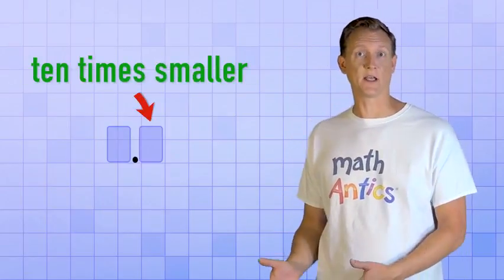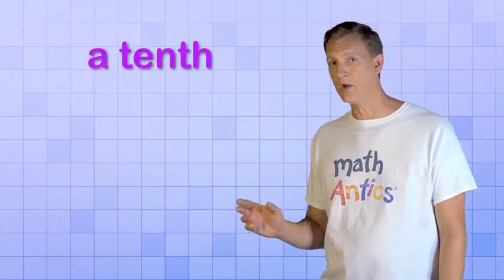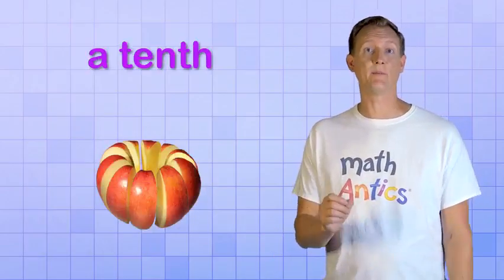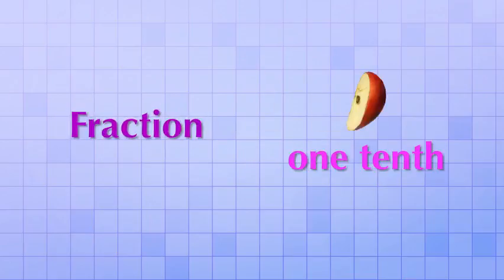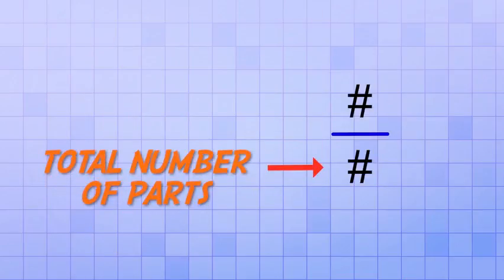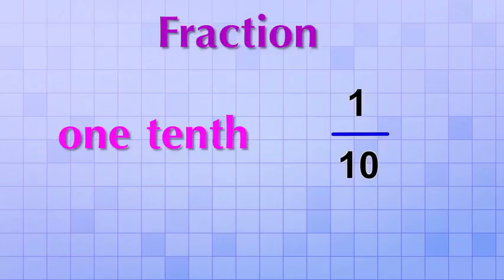The amount that's 10 times smaller than 1 is called a tenth. It's the amount you get if you take one whole, like one whole apple, and divide it into 10 equal parts, keeping just one of them. 1/10 is what we call a fraction, and fractions are written using a special notation that has two numbers with a line between them. The number on the bottom tells how many equal parts a whole amount is divided into, and the top number tells you how many of those parts you have. So the fraction 1/10 is written like this, 1 over 10.